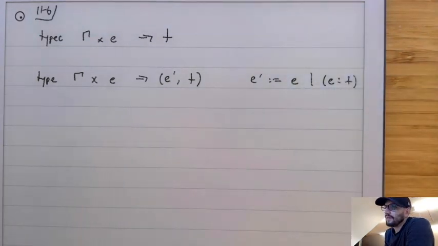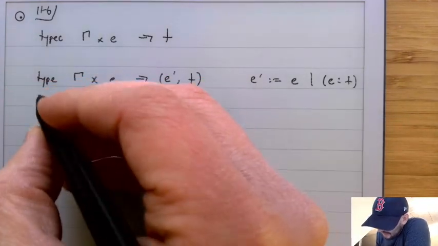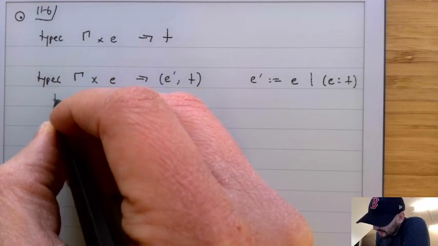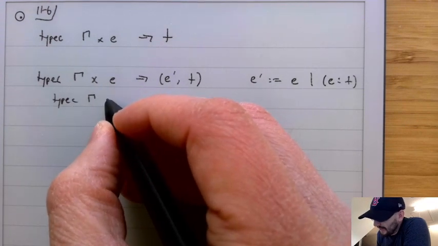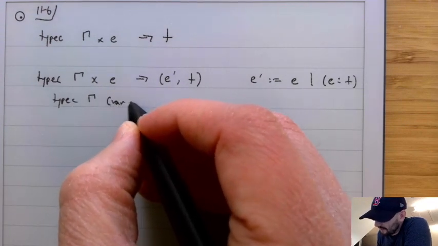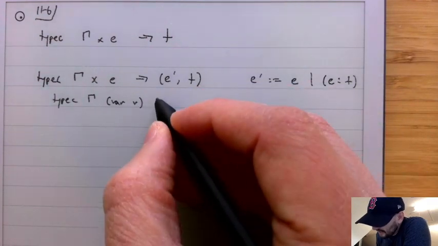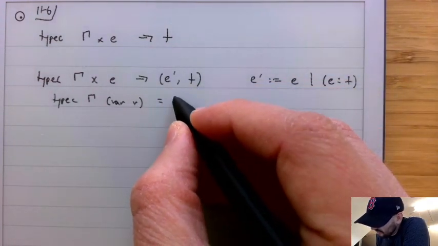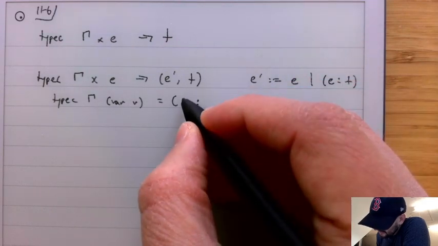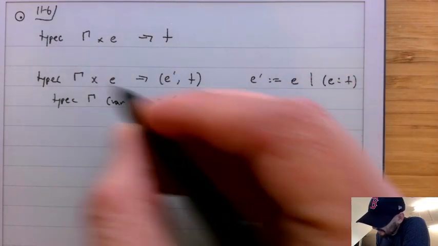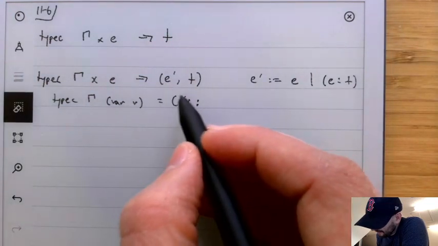So what do I mean by that? What I mean by that is that, deep in the bowels of our type checker, there's going to be a rule that's going to say, what do I return when I'm given a variable V? And what it's going to return is this new structure, V, and, sorry, let me write this a little bit.